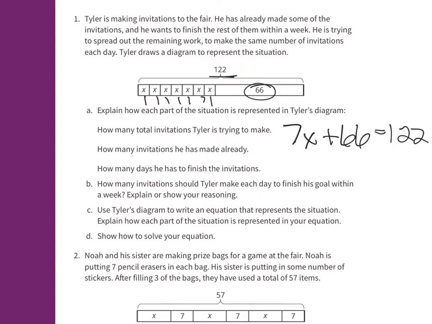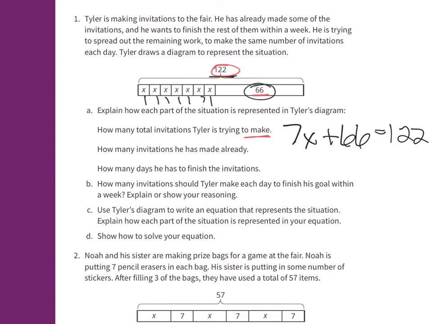how many total invitations is Tyler trying to make? Well, 122. How many invitations has he made? 66. How many days does he have? 7 days. So how many invitations should Tyler make each day to finish the goal within a week? So this is where we solve it.